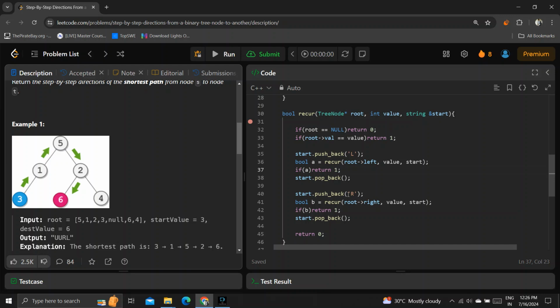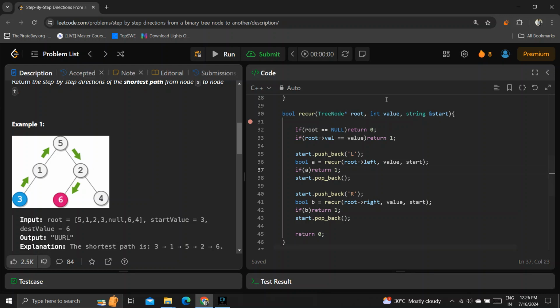Now we will move to here. I will push right, that is L, and R will be our string, and I will be moving towards the right. But right is null, so again I will receive 0. When I receive 0, we will pop back. Our right value will also be popped back, so we will come to here. Now our string contains basically nothing because we have popped out left and right values.